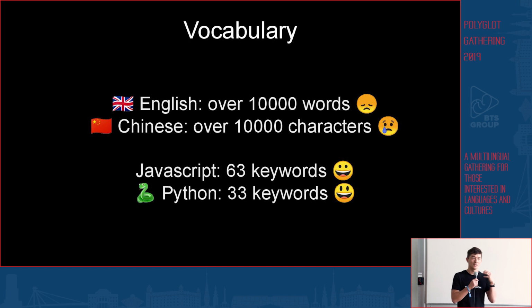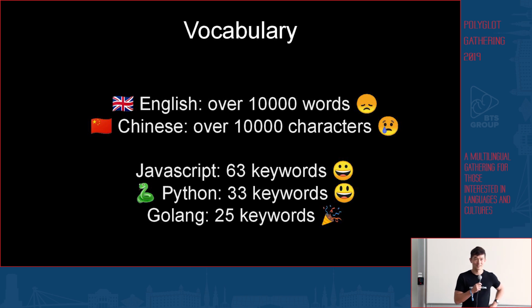So Python has even fewer keywords. It's 33. So these are the two languages that I recommend, right? And the third one, Golang, has 25 keywords. It's a language created quite recently, in the 21st century, by Google. They say it's supposed to be super simple. In my opinion, it's not as simple as Python, but it's good enough too.